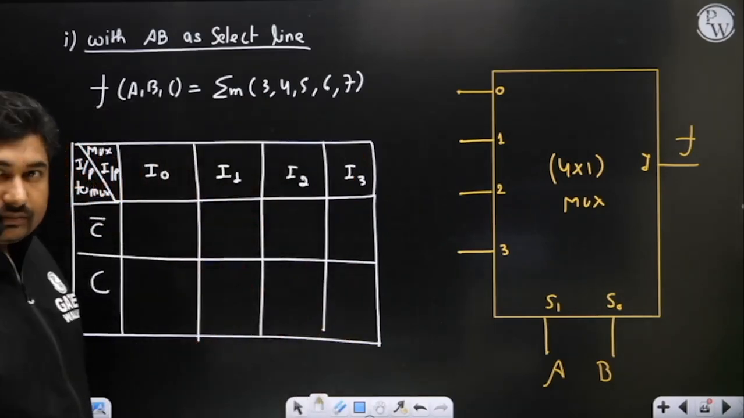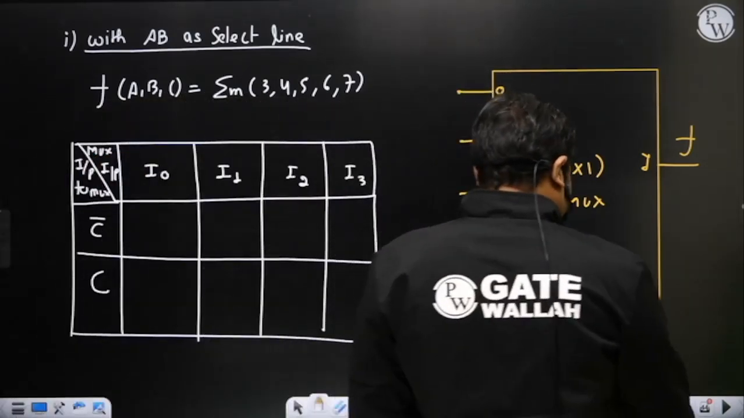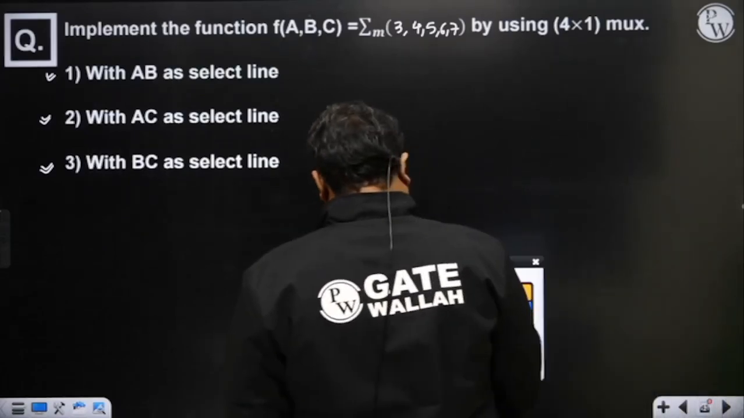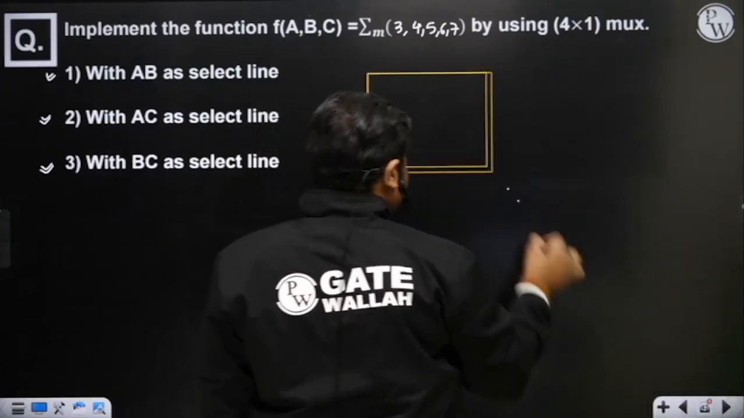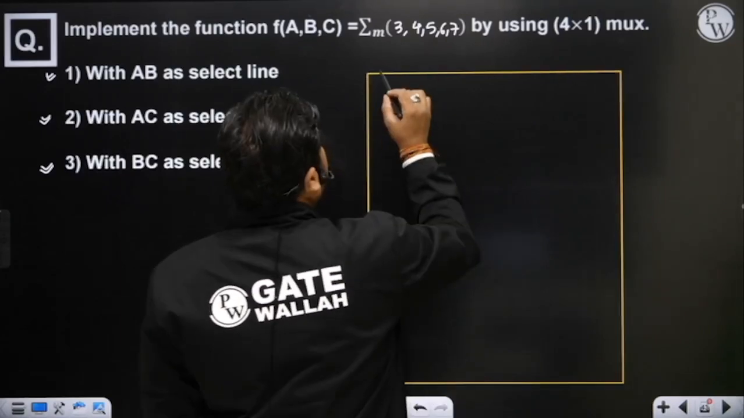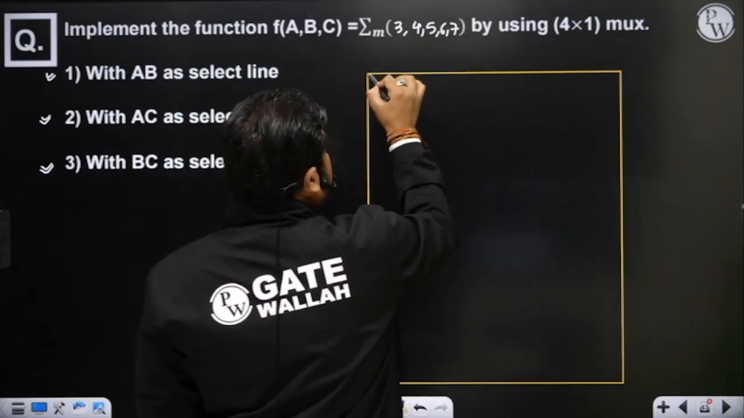Now we need to put the numberings. How to put the numberings? Please try to understand here how to put the numberings. What function do you need to implement? Sir, summation of m 3, 4, 5, 6, 7.